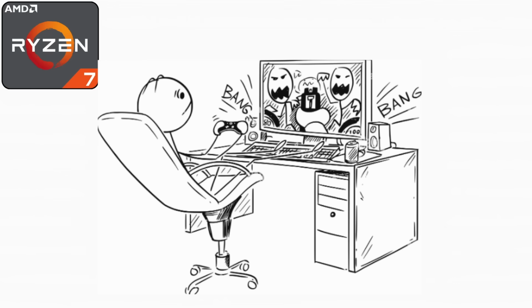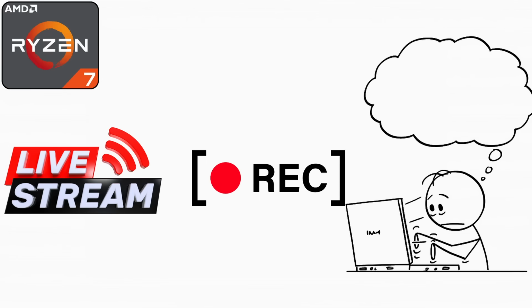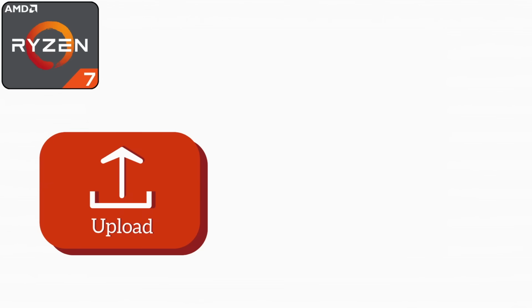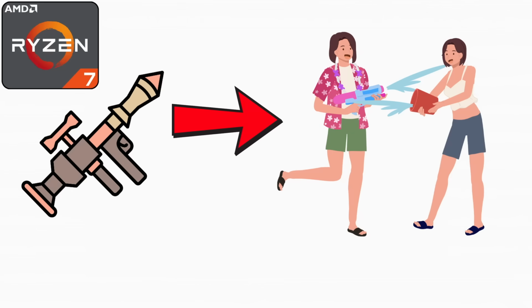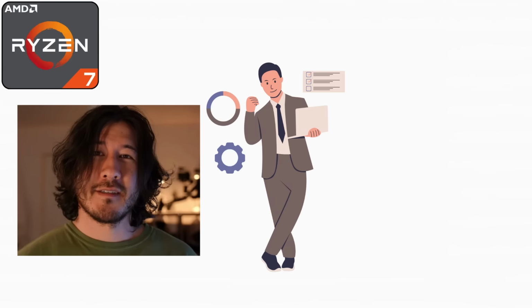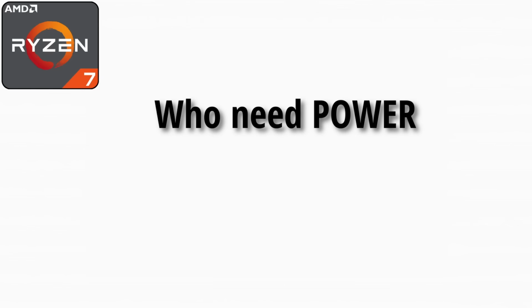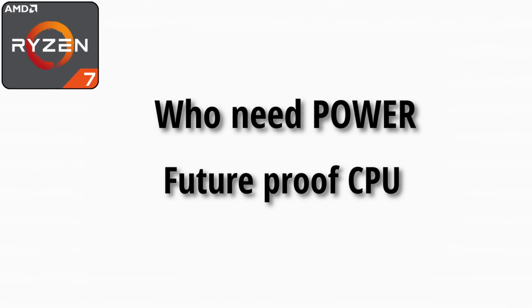Think of Ryzen 7 as the pro gamer tier. You're not just playing the game, you're streaming it, recording it, editing clips afterward, and uploading to YouTube all without your computer crying. Ryzen 7 is like bringing a bazooka to a water balloon fight. You don't need it for casual tasks, but wow, it's fun to have. It's best for content creators, professionals, or serious gamers who need power and want their PC to last for years without feeling outdated.